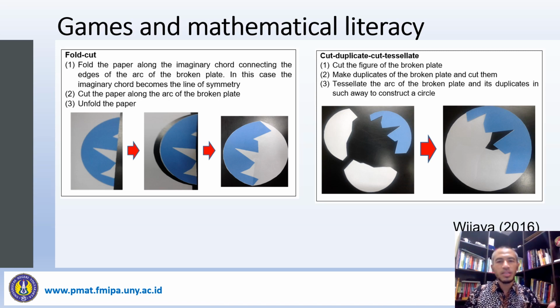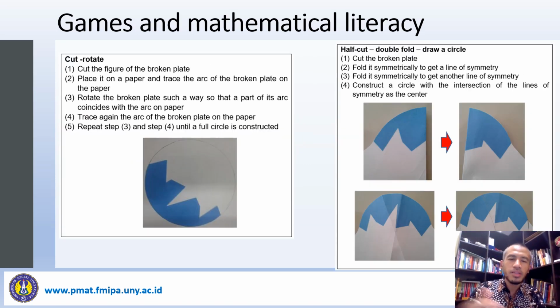The second strategy is cut. They cut the plate, and then they duplicate it, they make a copy of it, and then they tessellate. They construct the plate and its duplicates to form a circle. At the end, they claim that, okay, this is the real size and form of the broken plate. Okay, another one is they cut the plate, they rotate it to get a circle here.